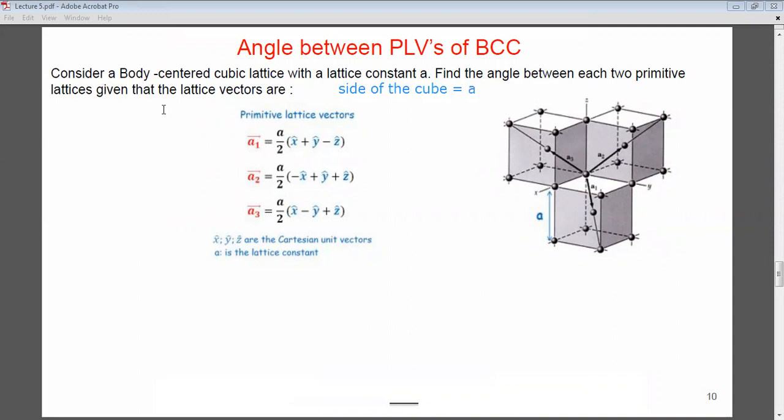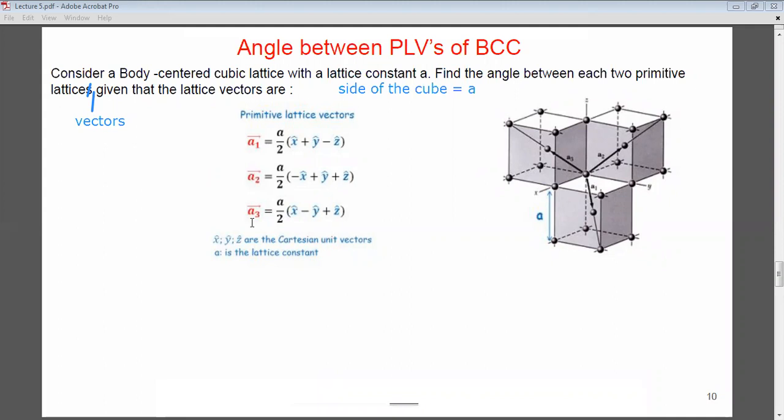Actually here, not two primitive lattices. This is two primitive lattice vectors. There's vectors here. Okay. Given that the lattice vectors are A1, A2, and A3. When we discussed BCC vectors in class, I suggested another set of primitive lattice vectors. Okay, I suggested another set.